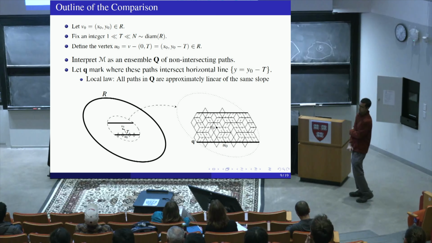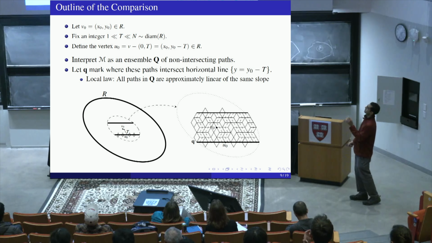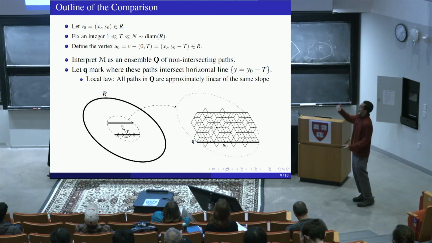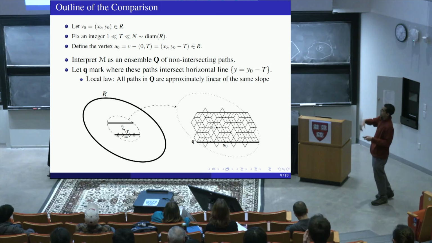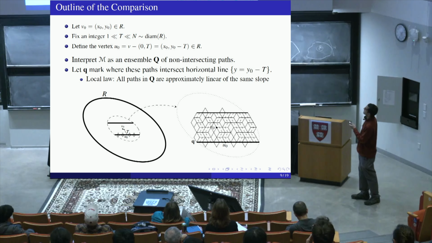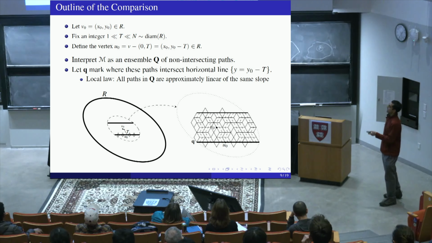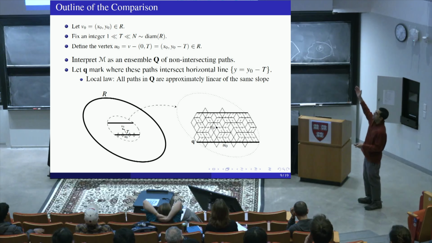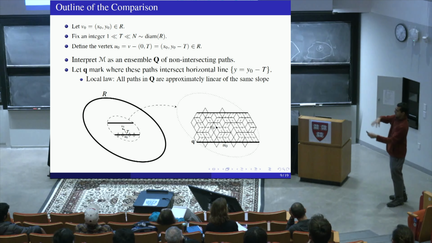We'll fix a vertex v_0 in R, as I've always been doing. And I'll fix some integer t lying between 1 and n, where n is again the size of the domain. I'll fix a vertex u_0, which I'm going to get by taking v and stepping back by t. So I'm giving my walks room to run. Here's a picture. You have a vertex v, and you're stepping back a little bit by t to get a vertex u_0. Now, using the bijection from before, we'll interpret M as an ensemble of non-intersecting paths. This ensemble will not be this P^beta_a thing. It will be some other random ensemble, but it's going to be some family of non-intersecting paths.